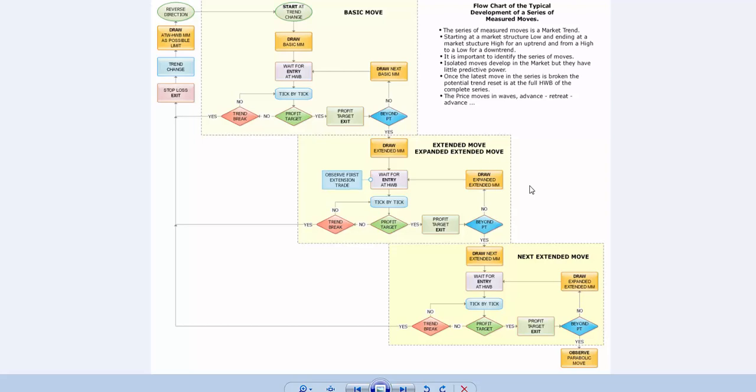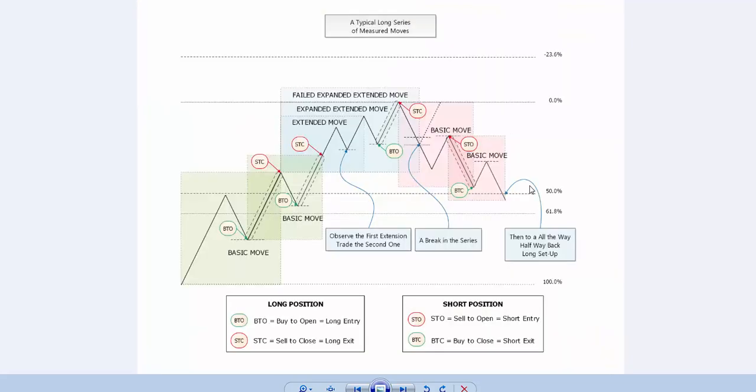And now we're going to get into a moment where we talk about what a typical series of longs and what a typical series of shorts look like. So it's important to understand some terminology here. BTO, buy to open, is a long entry. STC, sell to close, that's a long exit, right? STO is a sell to open, that's a new short. BTC is a buy to close, it's a short exit or profit taking.